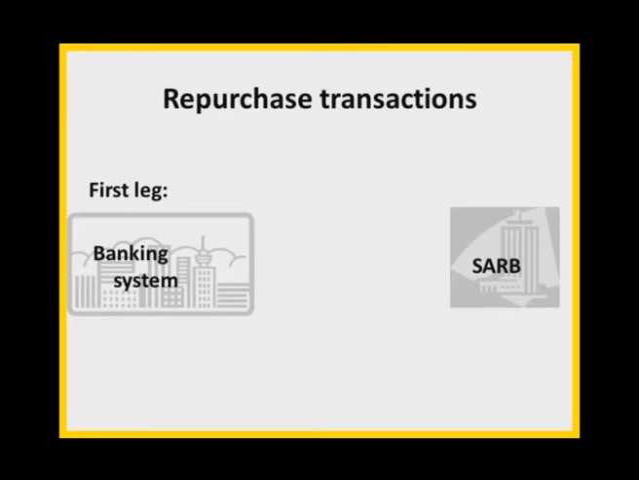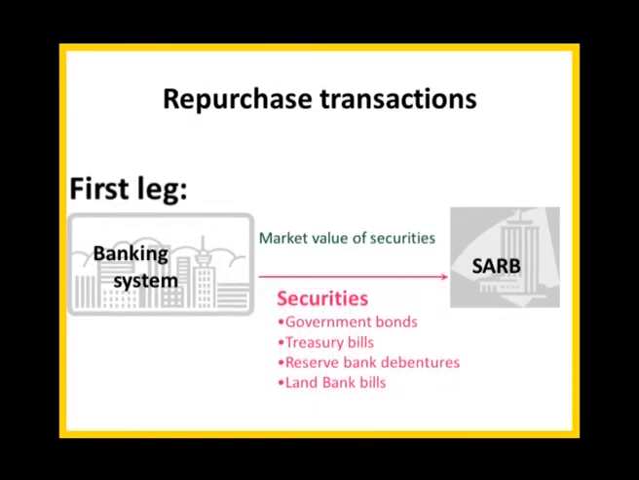In the first leg of the transaction, the bank or the banks that are experiencing deficits can sell certain securities to the Reserve Bank. And these securities include only this list: only government bonds, treasury bills, Reserve Bank debentures, and land bank bills. Only those four instruments can be used for repurchase transactions for accommodation purposes.